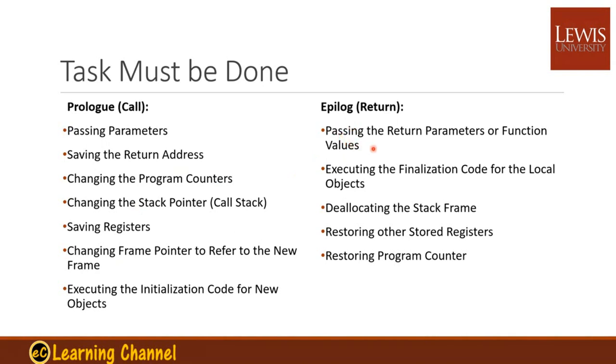In the epilogue, we pass the return parameter or function values, execute the finalization call for the local objects, deallocate the stack frames, restore other stored registers, restore the program counter, and return control back to the caller.